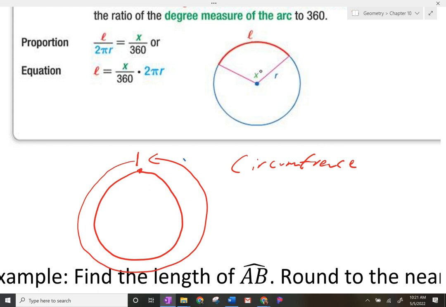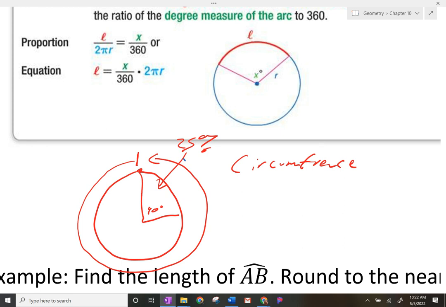So if we have a percent of the circle, like if this was 90 degrees, this is also going to be referred to as 25% of a circle, right? From what you know right now, hopefully. 90 degrees is going to be 25% of a circle.